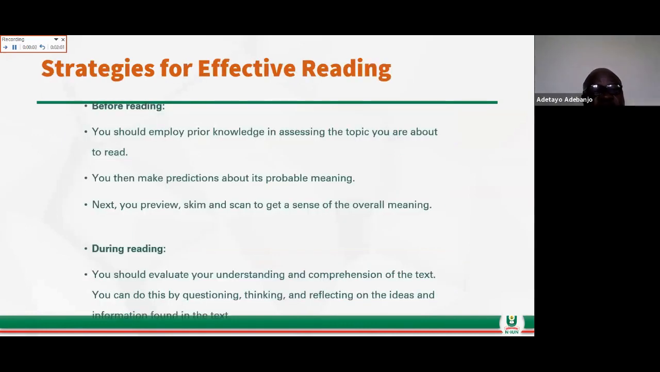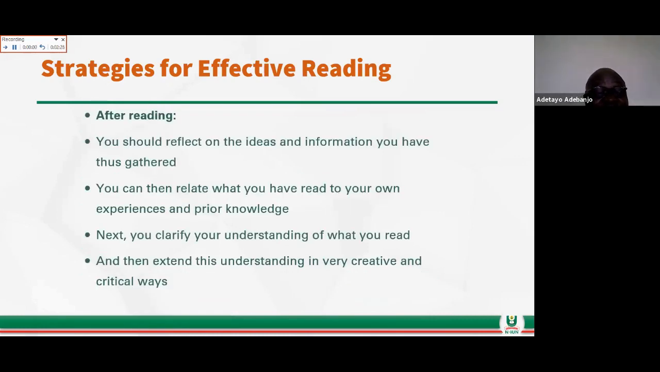We equally talk about the strategy for effective reading. Before you read, you must have prior knowledge of the topic, just like when you are given a course outline in a class. The course outline means that this is what you are going to do in this week or this month or this year. Then after reading, reflect on the ideas of what you have read, so that you are able to remember.